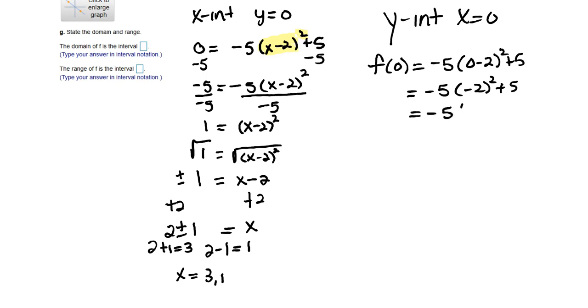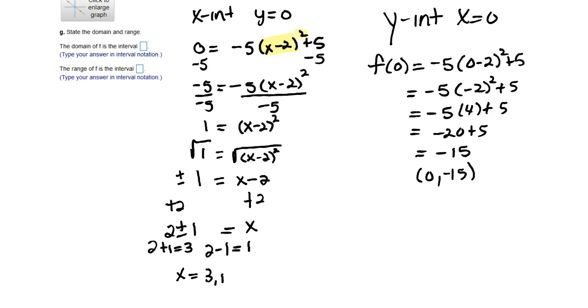-5 times 4, because (-2) squared is 4. -5 times 4 would be -20. And -20 plus 5 is -15. So we have a y-intercept of (0, -15).